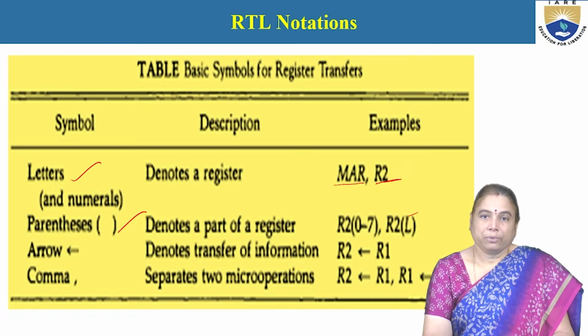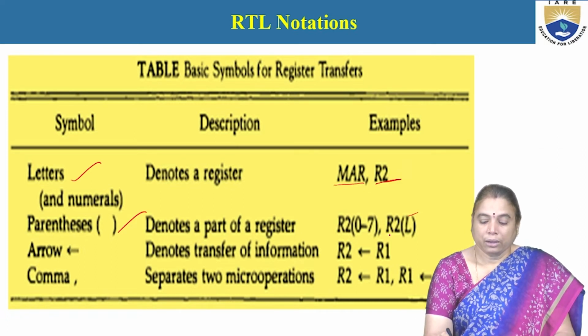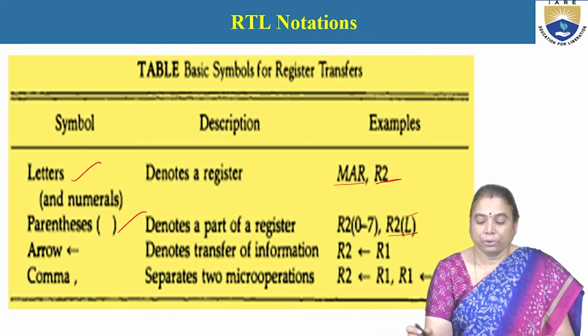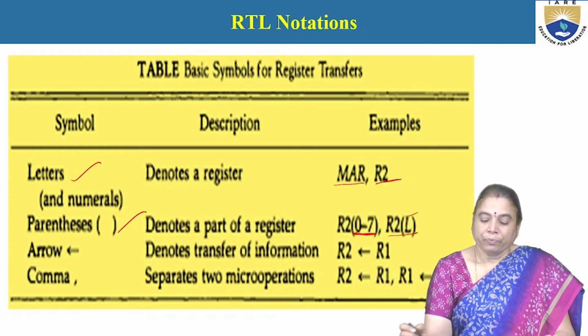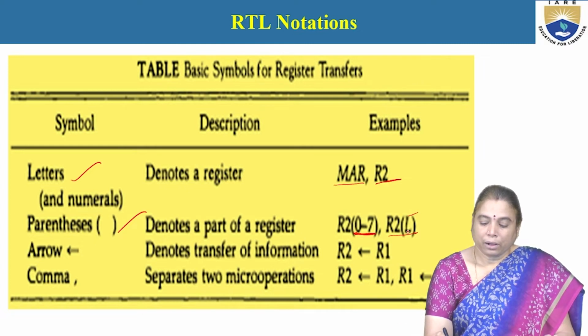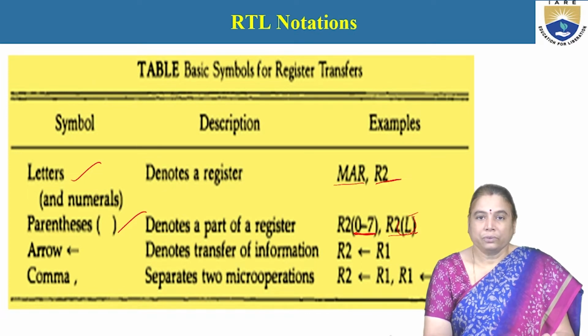Those can be represented with a parenthesis. So here R2L means that in the register R2, bits 0 to 7 can be represented as R2 in parenthesis L. And in the register R2, bits 0 to 7 can also be indicated by specifying the numbers separated with a hyphen. So we can represent R2 within parenthesis L or R2 bits 0 to 7. So to represent a part of register bits, the parenthesis can be used.